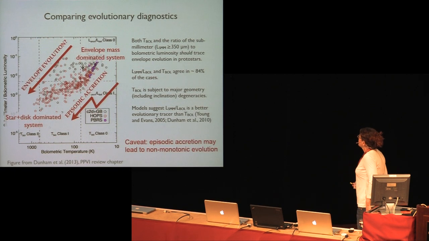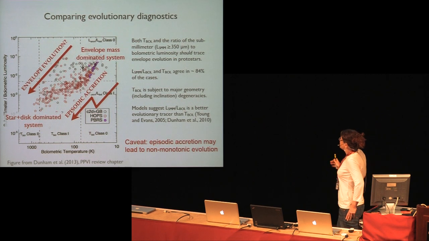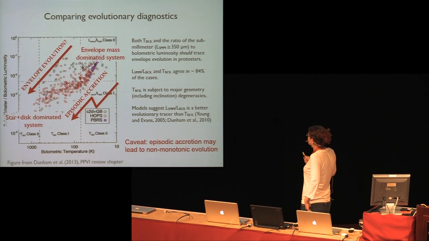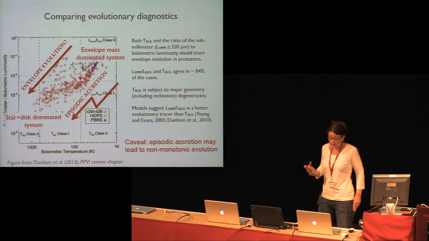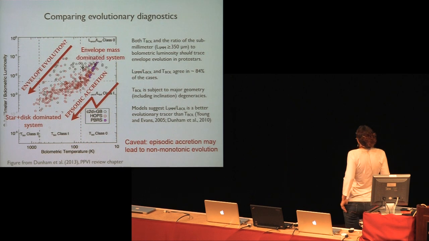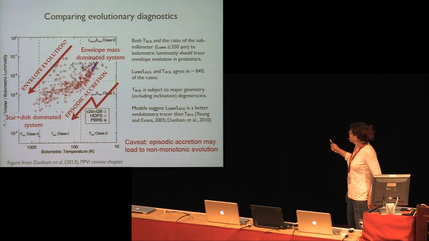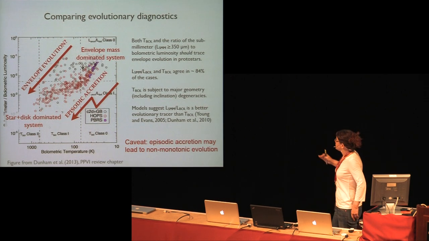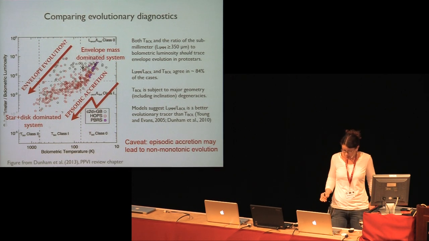However, we want to keep in mind that the entire notion of monotonic evolution along this diagram may be called into question by variations in the accretion processes in the protostellar phase. And that's what this broken arrow is meant to represent. You could jump around in non-trivial ways in this evolutionary diagram.